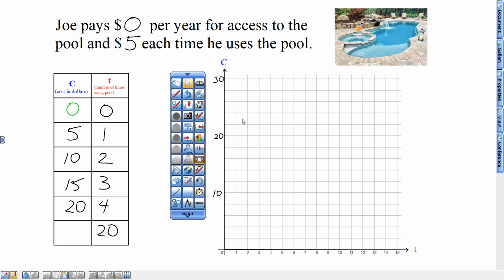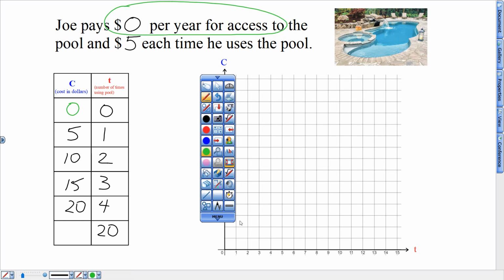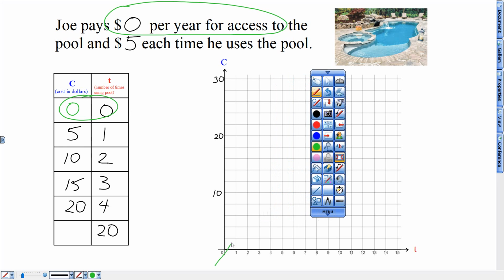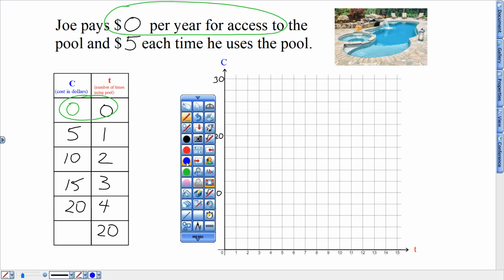This first one, I give you the fact that it's $0 after using it 0 times. $0 you're paying right off the bat. That means this is going to be a proportional situation going through the very middle of the graph, that very corner. So looking at the change in my C numbers, that is my rate of change. That is my slope number. That's the number that goes in front of X, or T for this situation, which is number of times.